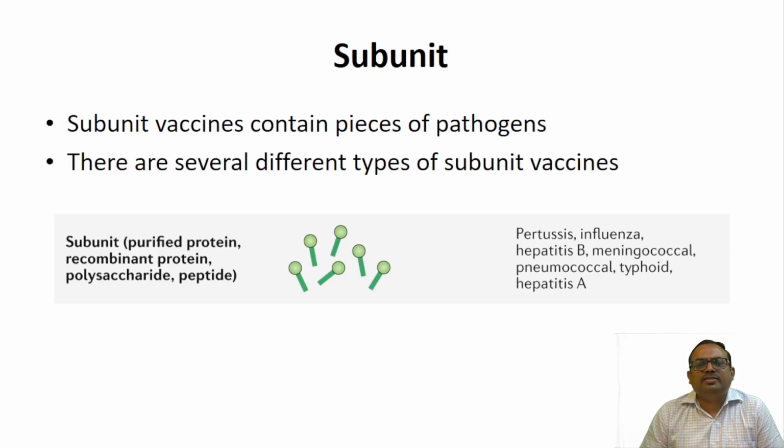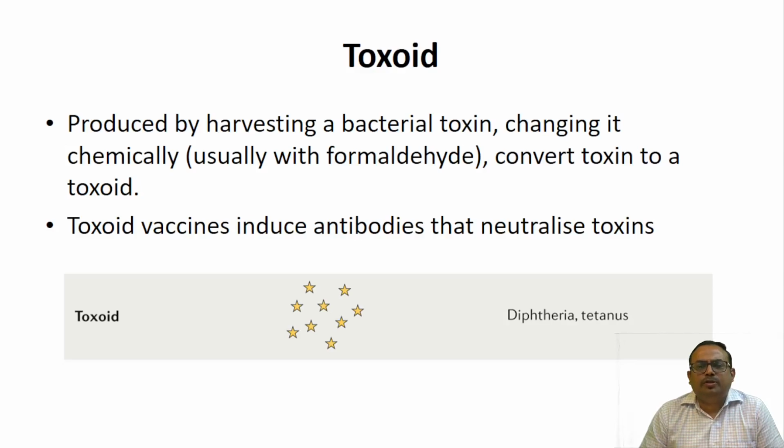Now let's see subunit vaccines. The subunit vaccines contain pieces of pathogens, and there can be many types of subunit vaccines, like purified proteins, recombinant proteins, polysaccharides and peptides, depending on the nature of the peptides. Examples of subunit vaccines include the pertussis vaccine, influenza vaccine, hepatitis B vaccine, meningococcal vaccines, pneumococcal vaccines, typhoid and hepatitis A vaccine.